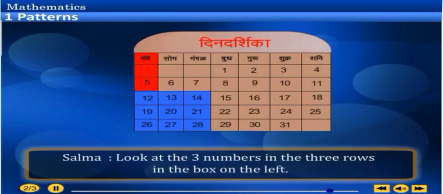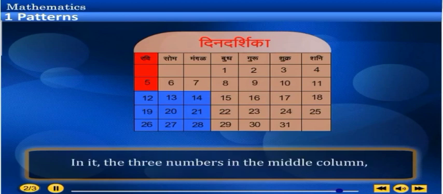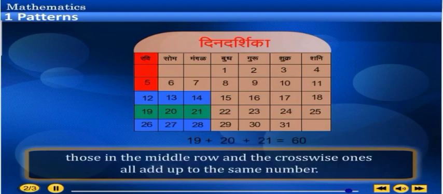Salma, look at the 3 numbers in the 3 rows in the box on the left. In it, the 3 numbers in the middle column, those in the middle row, and the crosswise ones all add up to the same number.